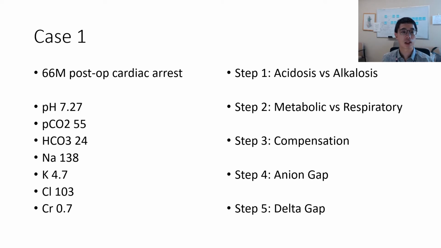So go through each step. Step 1, acidosis versus alkalosis. Step 2, identifying whether this is a metabolic or respiratory process. Step 3 is calculating the compensation for whatever is the primary respiratory or metabolic process going on. Step 4 is calculating the anion gap. And step 5 is calculating the delta gap if you have a high anion gap metabolic acidosis. So feel free to pause the video here before moving on to see if you can get the right diagnosis. And then when you're ready, click the play button to continue.